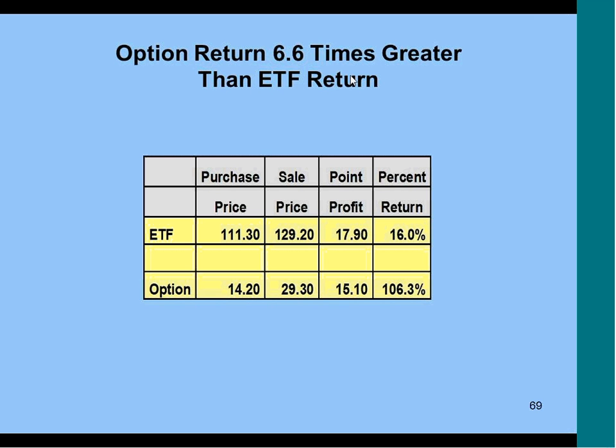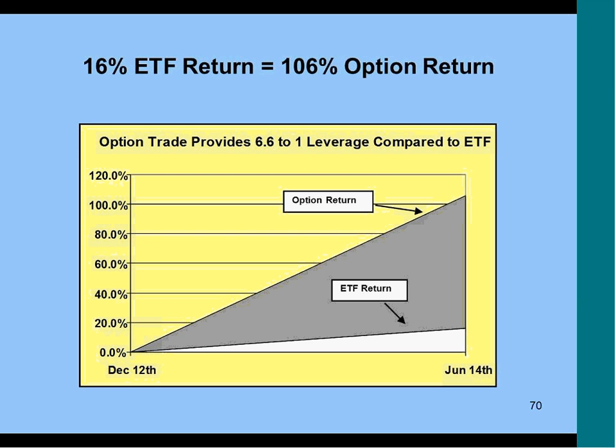And here's a profit graph. This compares the ETF return. This is about a 6-month period, and we can see that was about a 16% return versus 106% return for the option over the same period of time. So this just shows you the leverage that options provide.